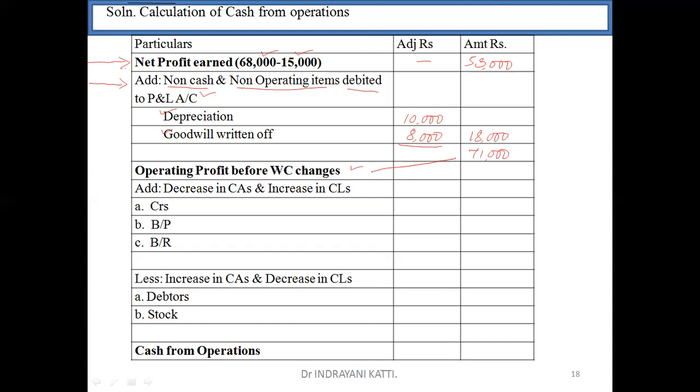Let me write here: 71,000 is operating profit before working capital changes. Now in this, what we are adding is the adjustment for current assets and current liabilities. What is the statement here? We have to write: add decrease in current assets and increase in current liabilities. Let us look at what the current assets and current liabilities are. Decrease in current assets is added.